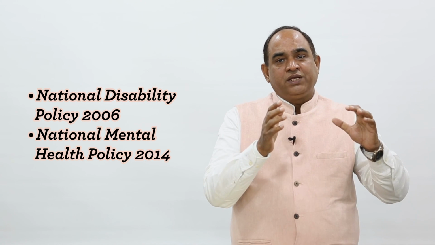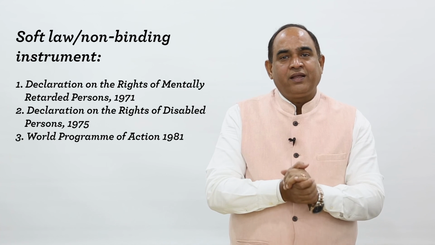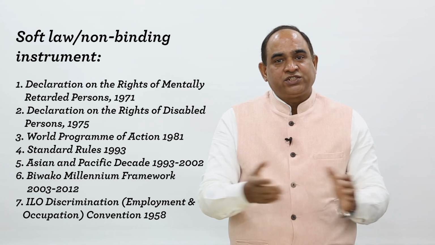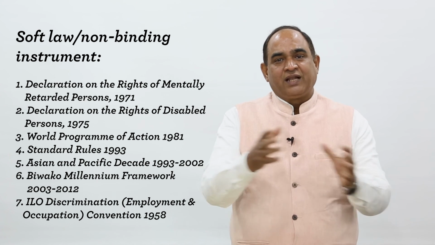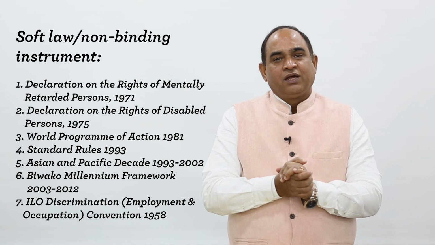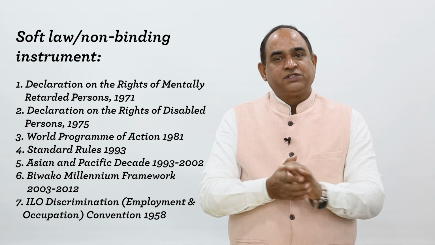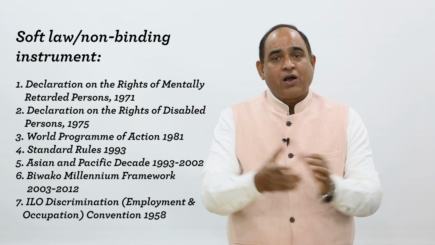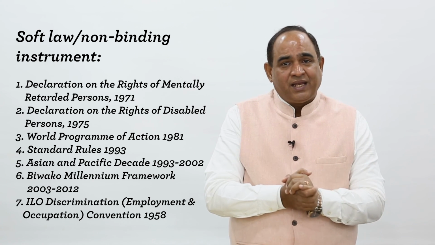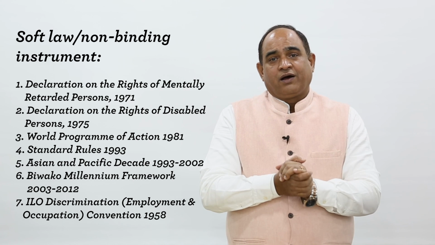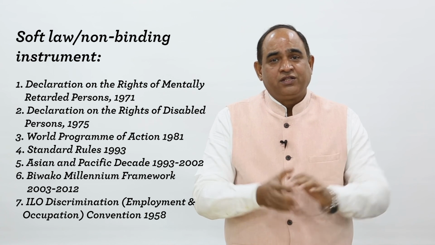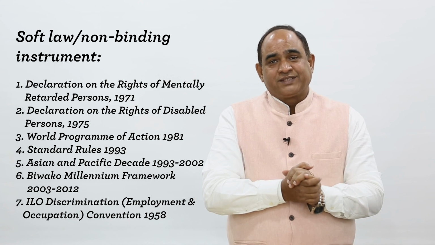In addition to these legislative safeguards and constitutional safeguards, there are other safeguards at the international level which are of two types. There are non-binding standards by way of declarations; the UN General Assembly itself has adopted a number of declarations for the mentally retarded persons or for persons with disability or mental illness. And there was a Biwako Millennium Framework, there's a UN Decade or Asia Pacific Decade, and there's a World Program of Action. All of them constitute non-binding standards which are supposed to guide the conduct of the states.